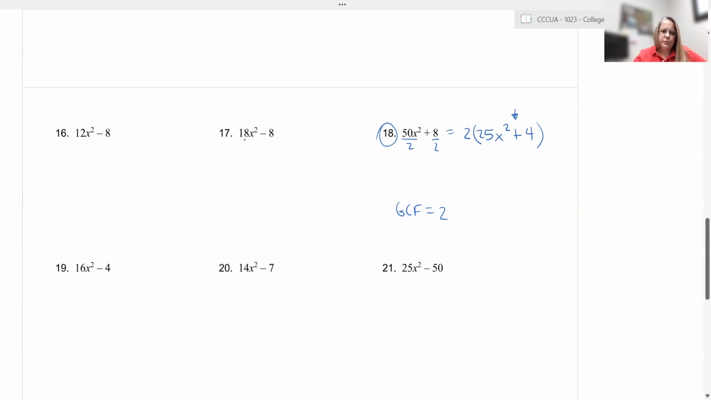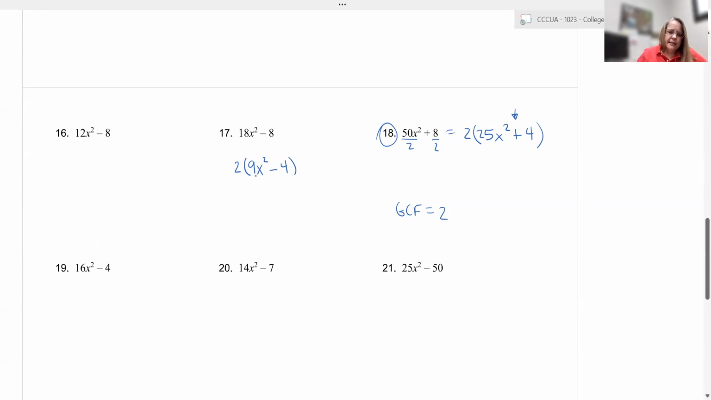Let's move over to 17. Let's back it up just a minute. Looking at 18 and 8, both of them are even. So I'm going to see how far I get with a greatest common factor of 2. And so when I factor that 2 out, what do I have left? 18x squared divided by 2 is 9x squared. Negative 8 divided by 2 is negative 4. And so I got myself to a point where both of my terms don't have a common factor. So I was good with my 2.